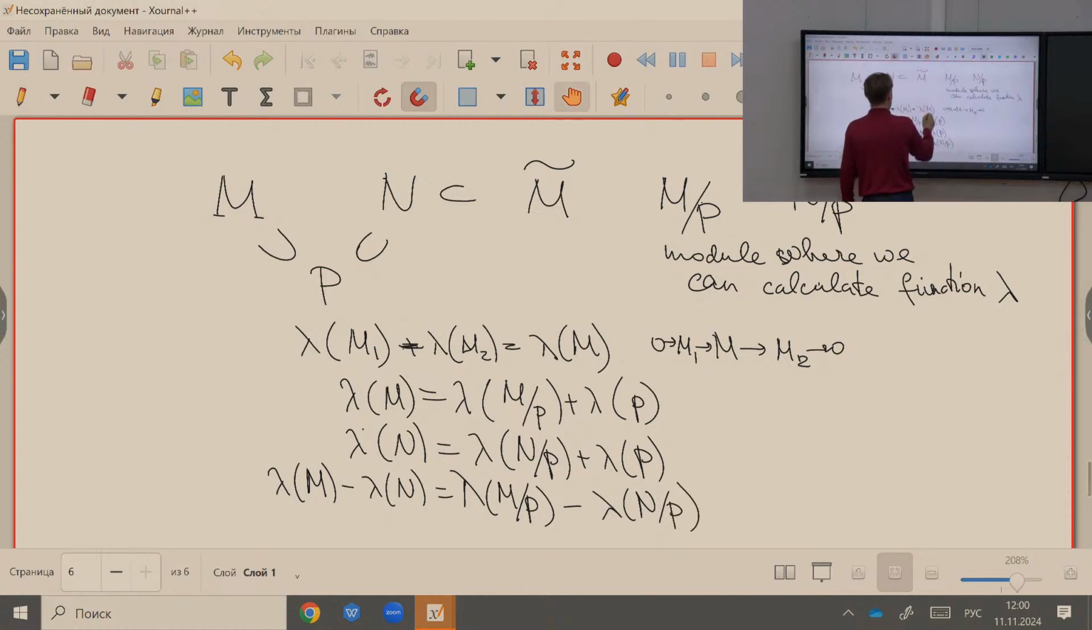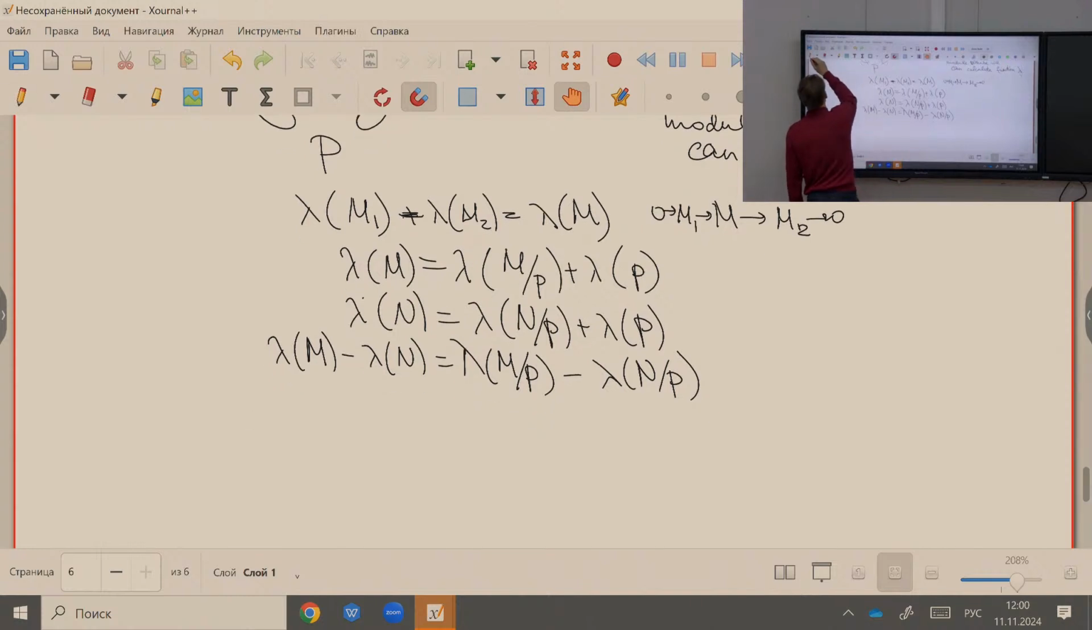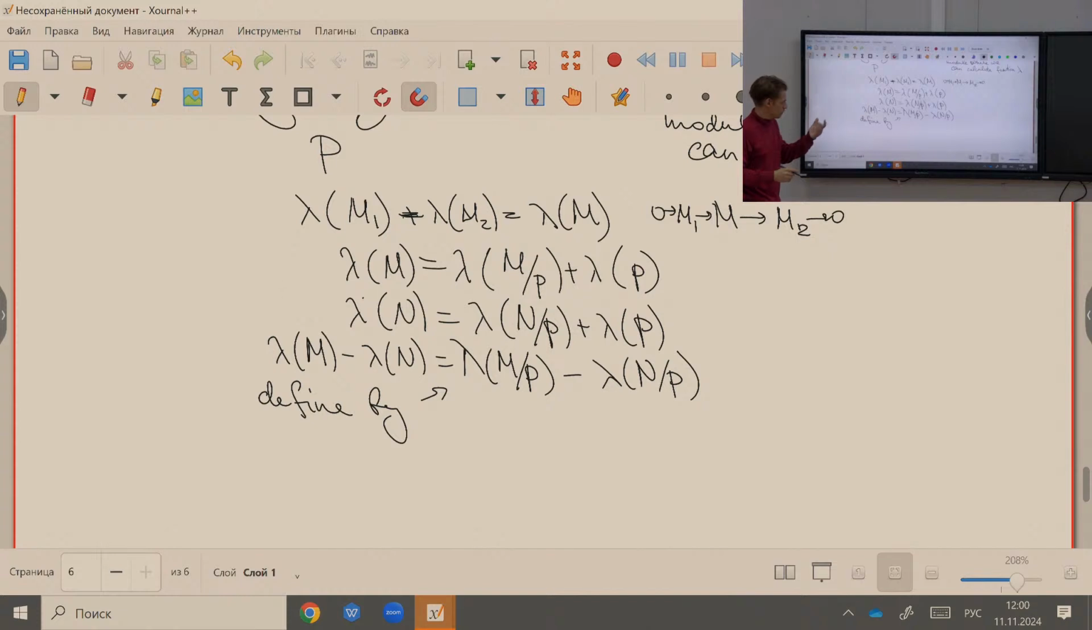So we're saying that we define it like this, by this formula. That means that we're not defining it absolutely by the modules, but we're defining it by the difference, by knowing the difference.